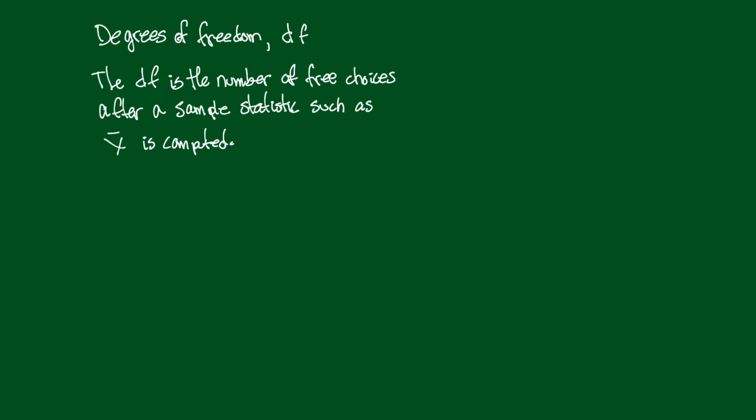Now we need to talk about what is called the degrees of freedom. So here's what we mean by degrees of freedom. The degrees of freedom, df, is the number of free choices that you have after a sample statistic such as x bar is computed. I'll show you an example.